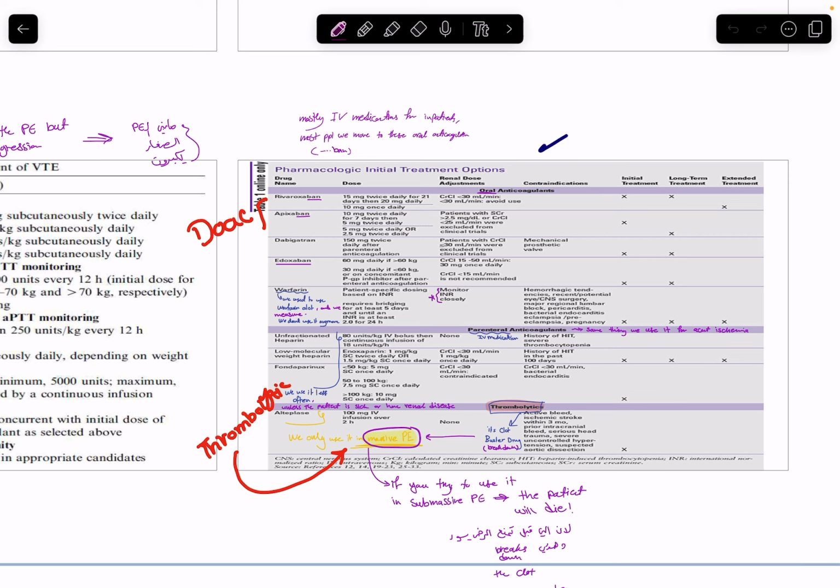So warfarin is complicated. But now with these direct acting anticoagulants, you don't need that. They work immediately, within a few hours. So we give you a pill and we send you home. You don't need to stay in hospital if you have low risk PE or DVT. Okay, does that make sense?